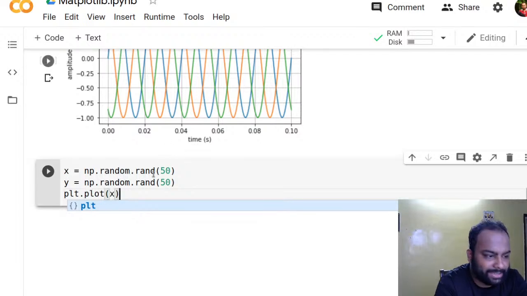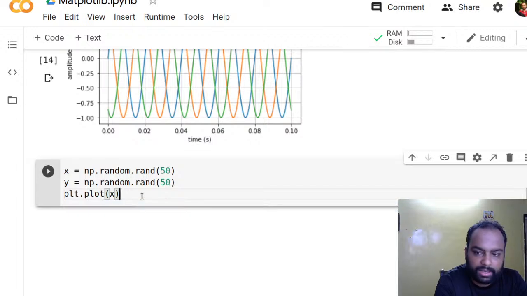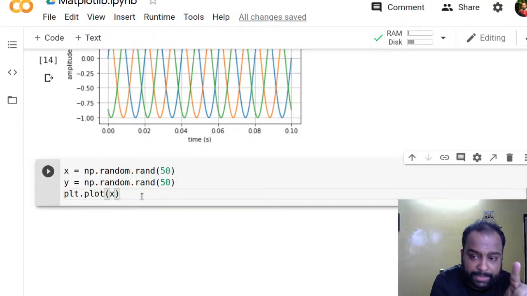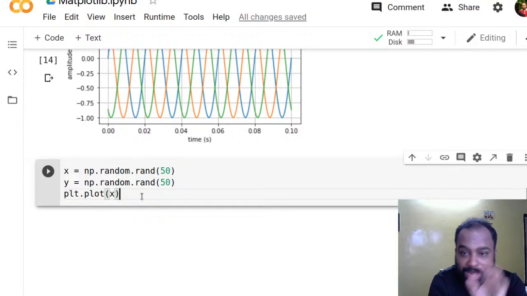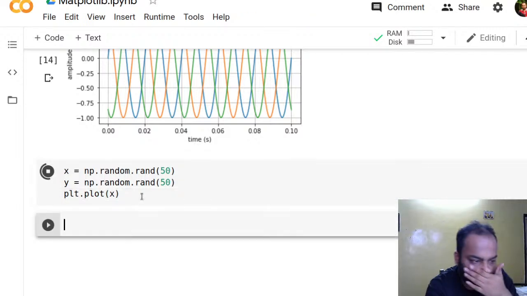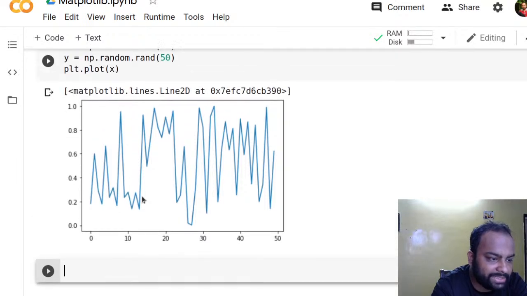Let's plot x. If I just plot x, what am I plotting? I'm just plotting values. Someone is asking, can we specify which graph is which? Yes, absolutely we can. That's called legends, and we are definitely going to talk about legends. Don't worry, we are going to talk about legends and subplots and everything.